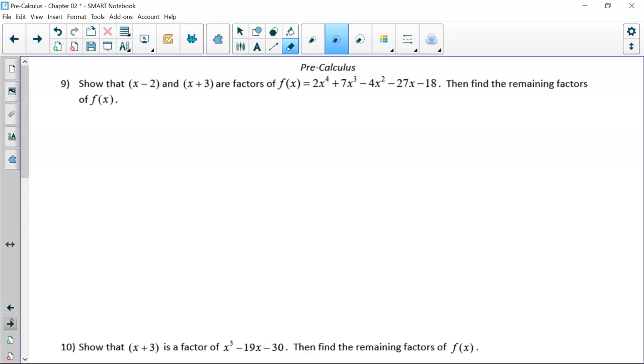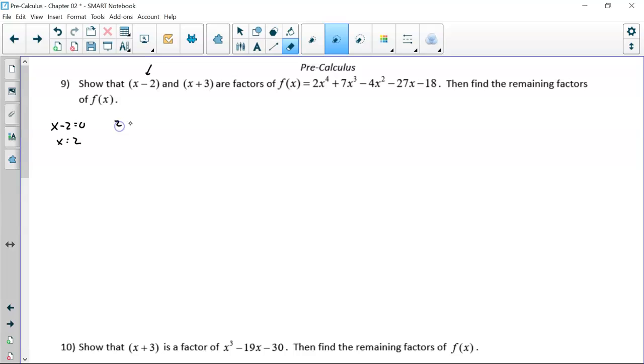Now we're going to show that x minus 2 and x plus 3 are factors of this given function. And then we're going to finish factoring it. This is another use of synthetic division and the factors to help us factor a polynomial that we couldn't factor without it. So it doesn't matter which one we're going to do first. I'm going to use x minus 2 first. Order doesn't matter. x minus 2 equals 0, so x equals 2.